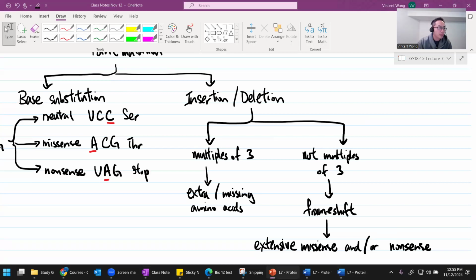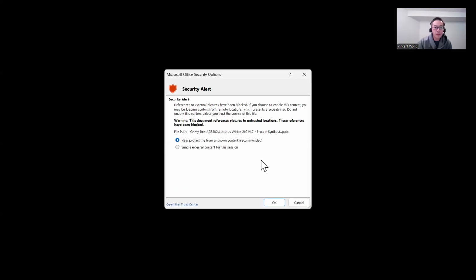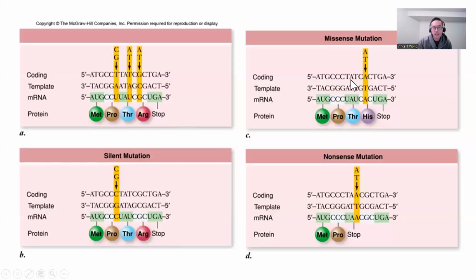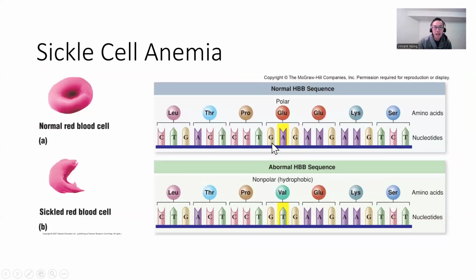Okay, let's go back to the PowerPoint slides for a second. This slide just shows you the different kind of mutations happening at the DNA level, and then it will get carried onto the RNA when you do transcription. So you just read through the examples yourself to see. This is sickle cell anemia. Sickle cell anemia is a condition where your normal red cells become sickle shape, or like a moon shape, if you would. And it's caused by a missense mutation in hemoglobin.